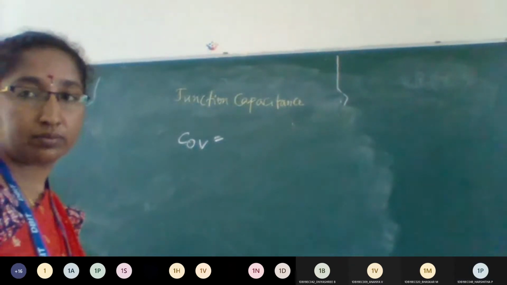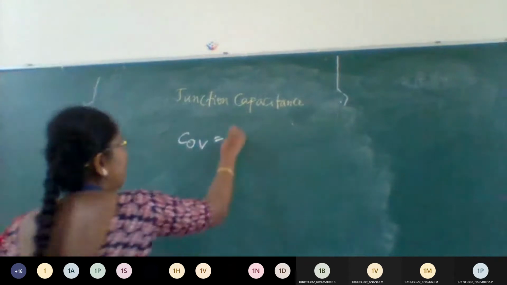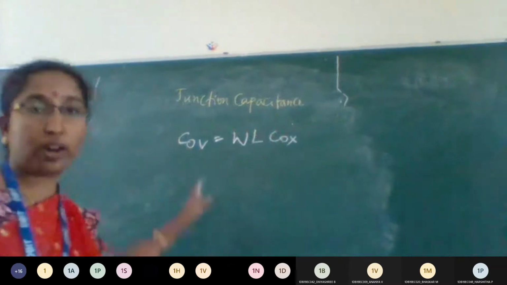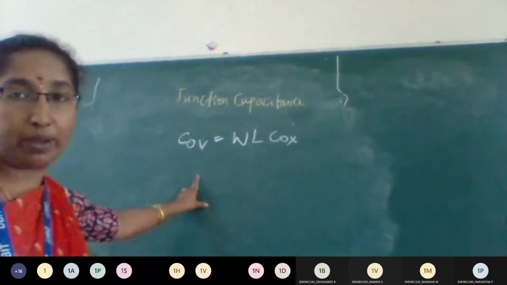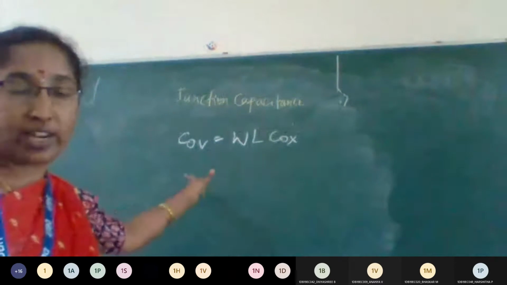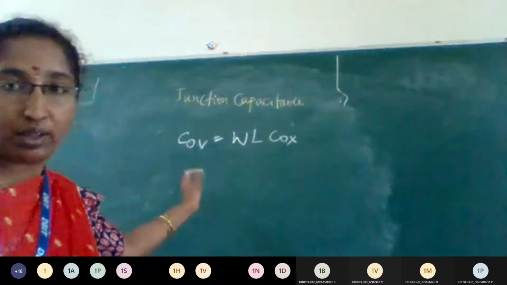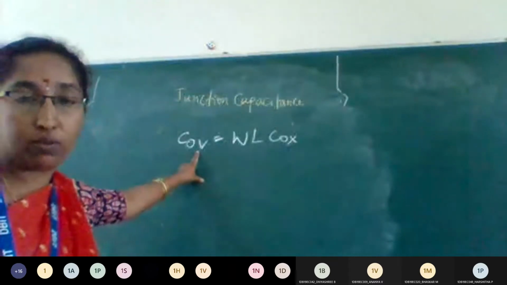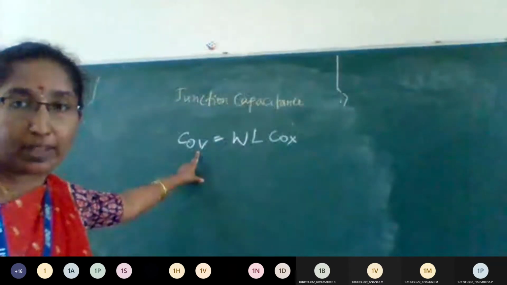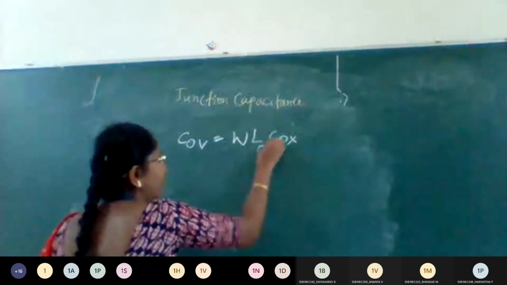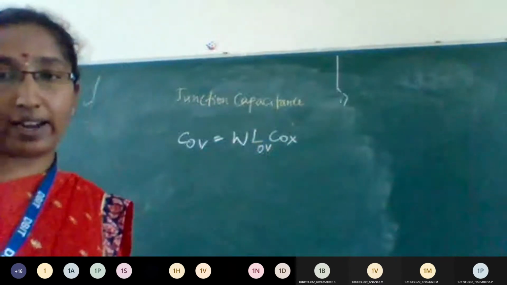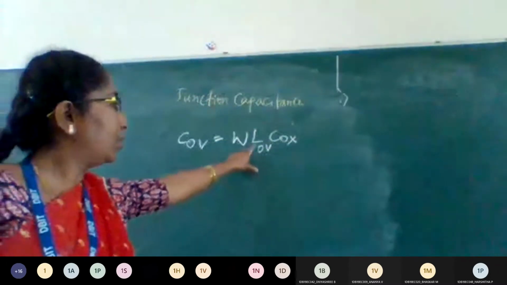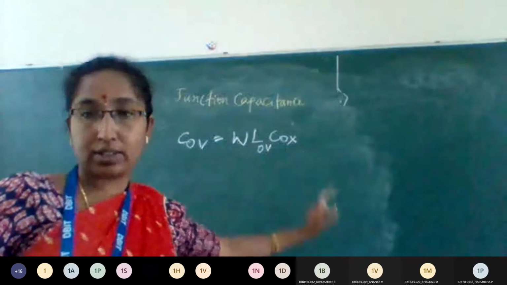Yes, ma'am. So COV is equal to, as you know, capacitance will be WL into COX. So now it is overlap capacitance. The diffusion will happen between the source and the drain. So the extra capacitance other than the channel, some more capacitance will be added. So we can say that is overlap capacitance, COV. That length will also be added. To find how much capacitance is added, how much overlap there is, this is the formula: COV is equal to W LOV oxide capacitance.